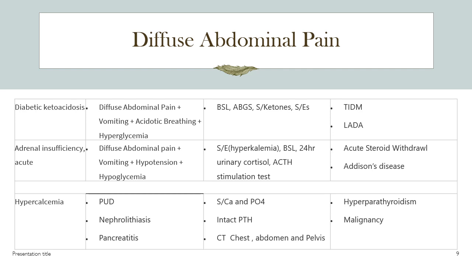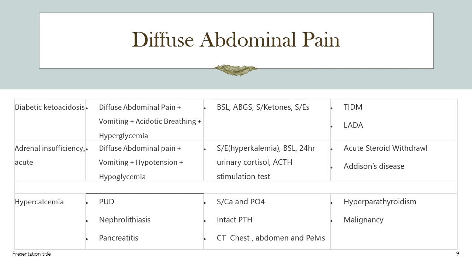Then metabolic causes. If you haven't found any acute causes or any surgical causes while approaching the patient, as we have ruled out peritonitis, bowel obstruction, and ischemia, then consider metabolic causes, because these causes can also be catastrophic if missed, and they can be diagnosed very easily. Like a patient with diabetic ketoacidosis, they present with diffuse abdominal pain, vomiting, acidotic breathing, and high blood sugar level.